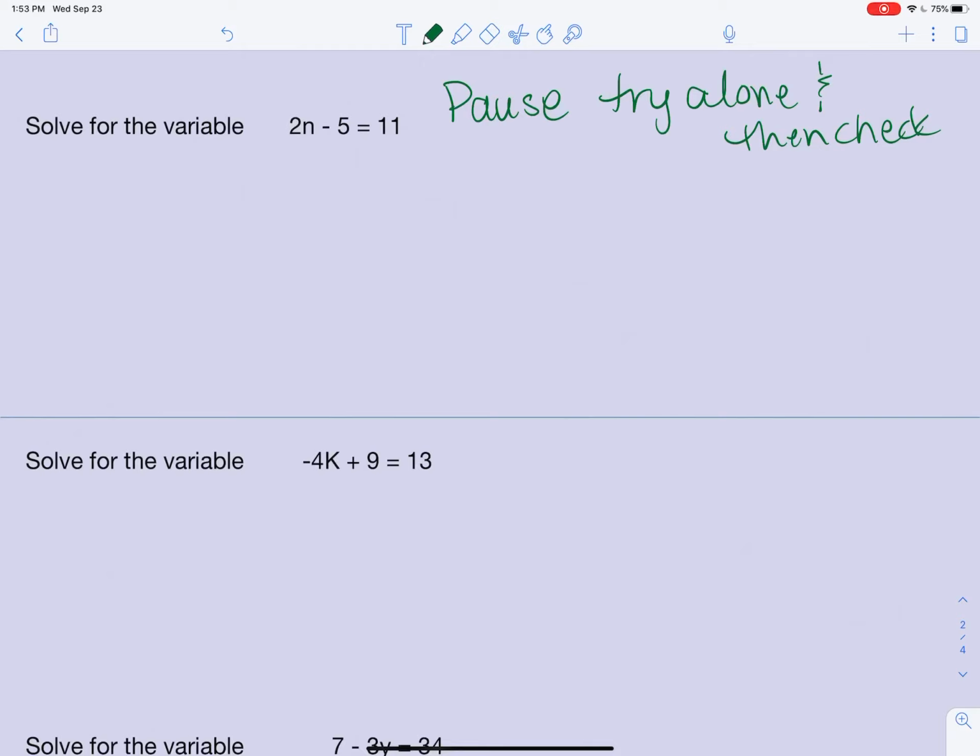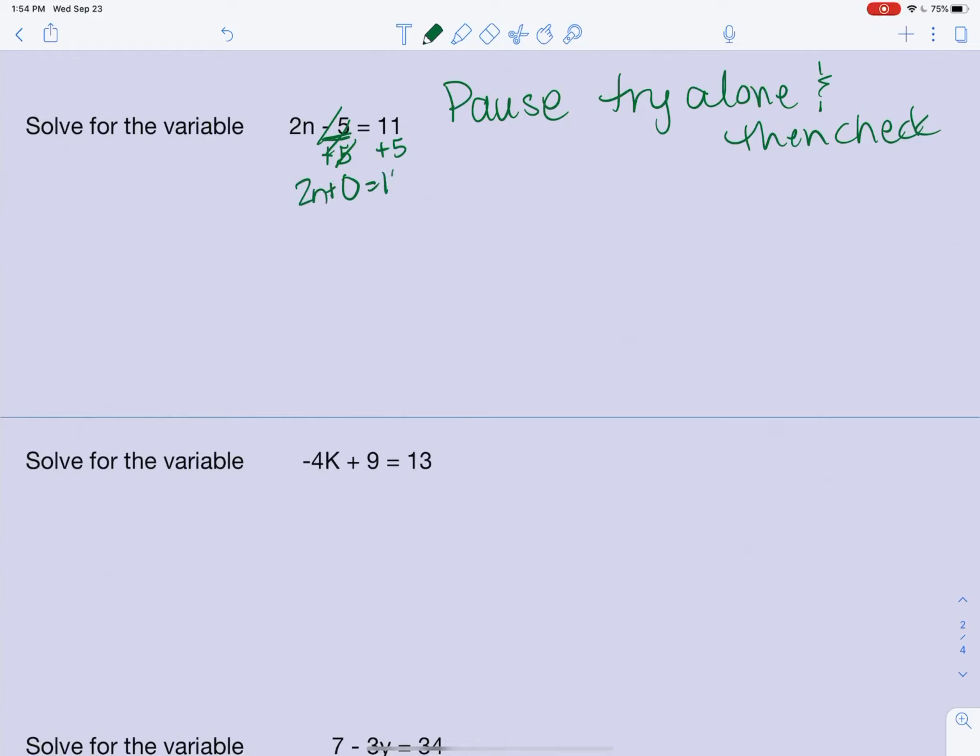I'm going to go ahead and start now. So in order to do this, I want to remove the constant, which is this, -5. I'm going to do that by doing the opposite, the inverse. Okay? That turns this into 0.